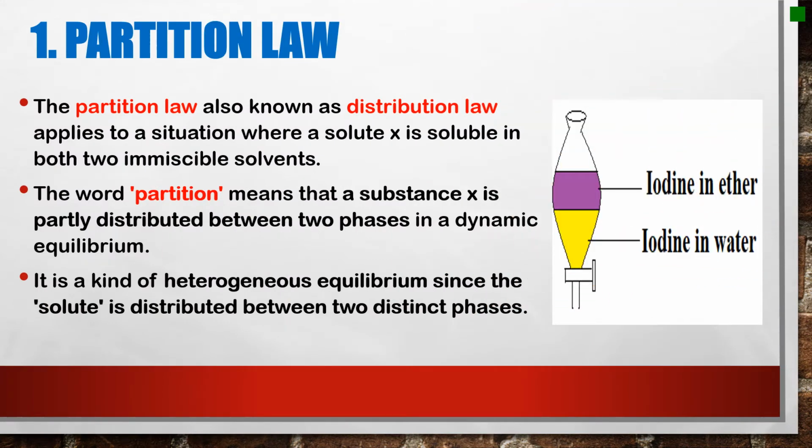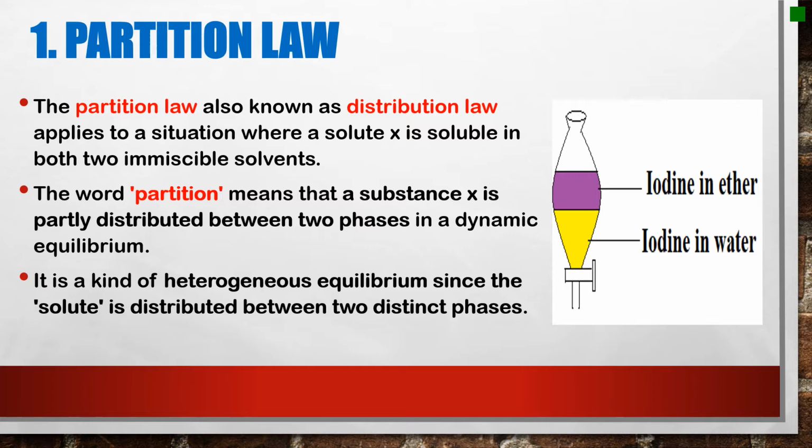Let's begin with explaining what is partition law. Partition law, also known as distribution law, applies to a situation where a solute X is soluble in two immiscible solvents. The example that we have here shows that iodine is soluble both in water and in ether, but iodine is more soluble in ether than in water.